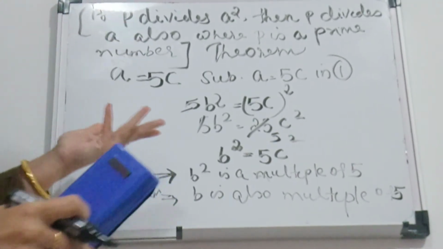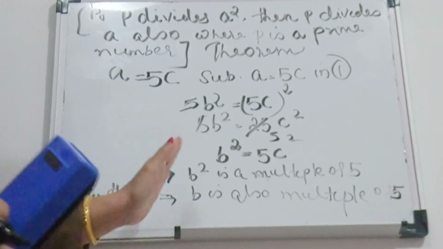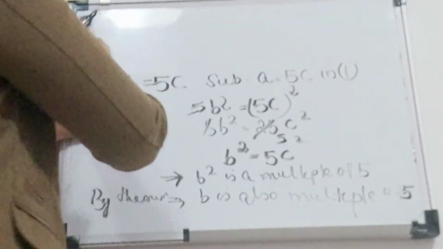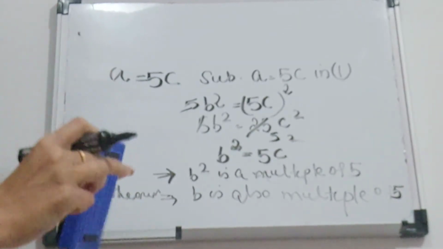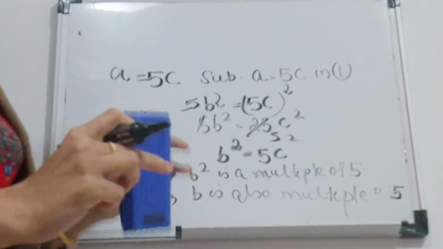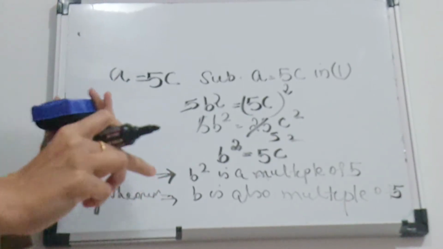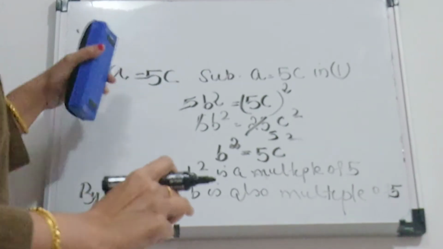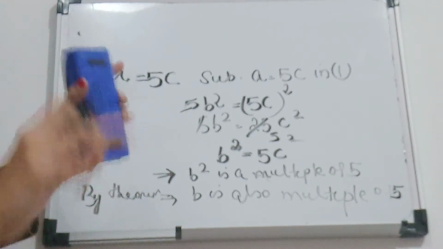From this, what did you get? You got a is a multiple of 5, and from here you got b is also a multiple of 5. That means a and b are not co-prime. They have a common factor 5. But our assumption is that a and b are co-prime. This contradicts our assumption that root 5 is a rational number. So root 5 is an irrational number.